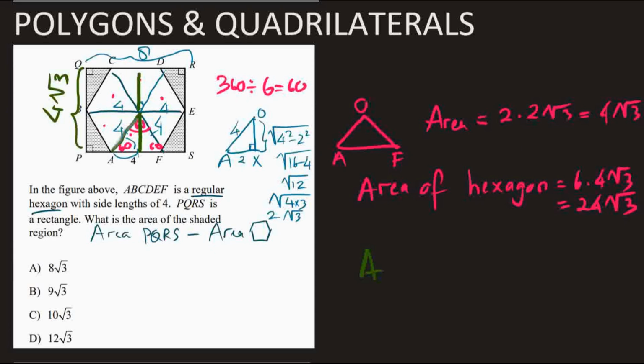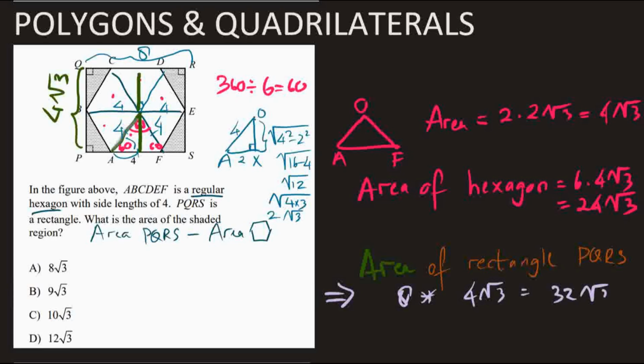That is the breadth, the width of the rectangle. This is the length. So the area of rectangle PQRS equals the length times breadth. The length is 8 here, times the width, which is 4 square root of 3. So we get 8 times 4, which is 32 square root of 3.